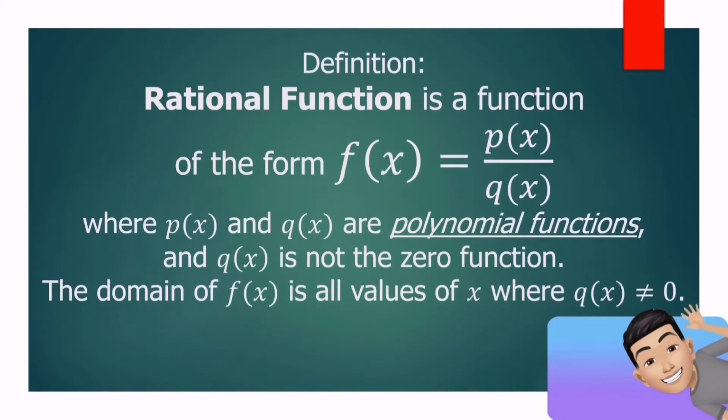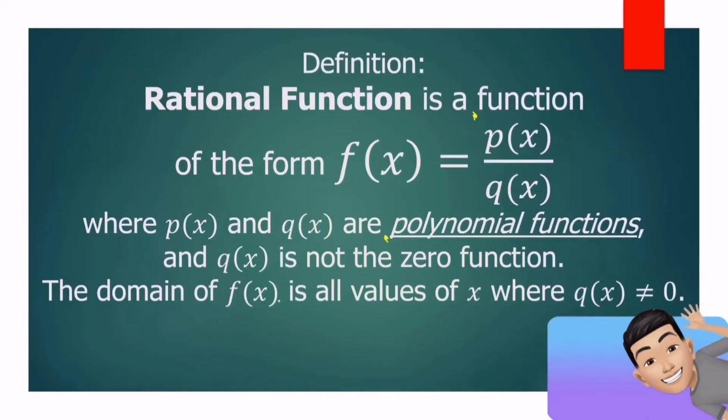What is a rational function? It is a function of the form. Ito yung wag niyong kakalimutan. Basta rational function siya, it can be expressed in the form of p of x over q of x, wherein p of x and q of x are polynomial functions. And take note of this, q of x is not the zero function.